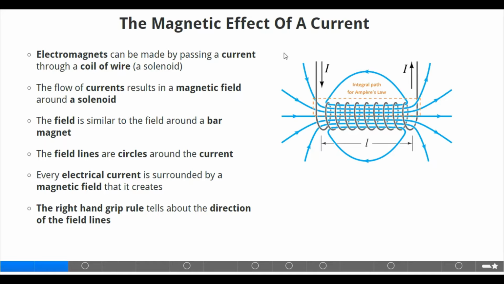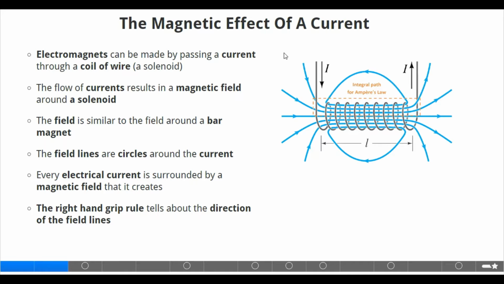The flow of current results in a magnetic field around a solenoid. The field is similar to the field around a bar magnet. The field lines are circles around the current. Every electrical current is surrounded by a magnetic field that it creates. The right hand grip rule tells about the direction of the field lines. This is all in relation to what we call Ampere's law.